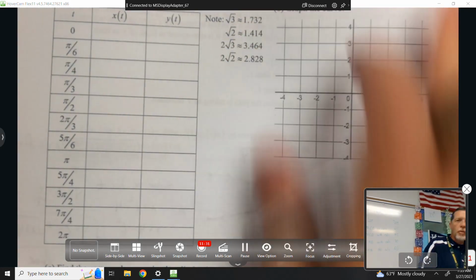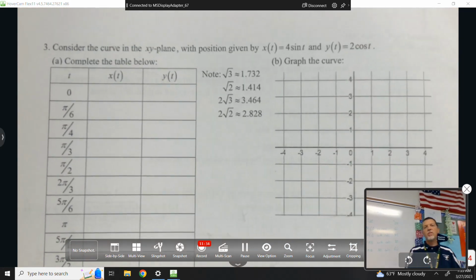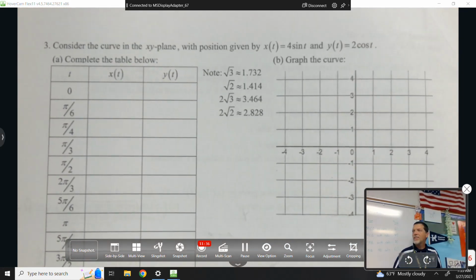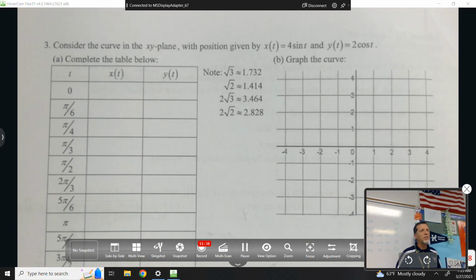All right, one more, just because some of you wanted to see sines and cosines. You didn't want to go a day without experiencing that, so I wanted to provide that opportunity for you.